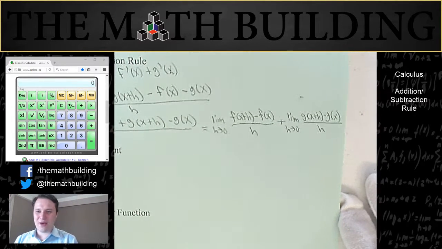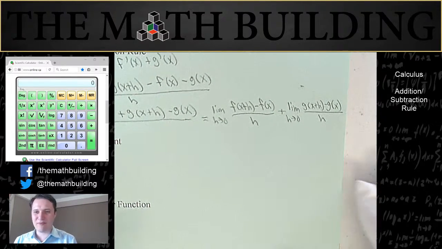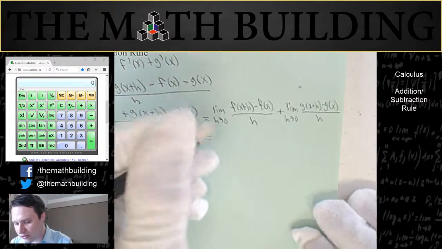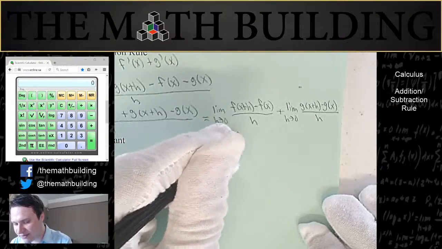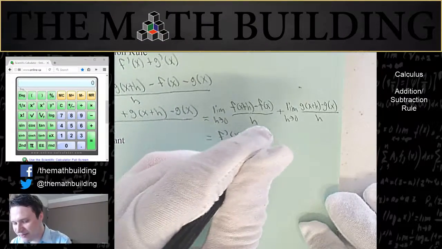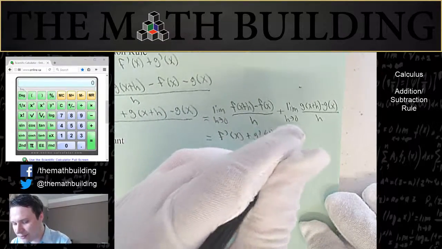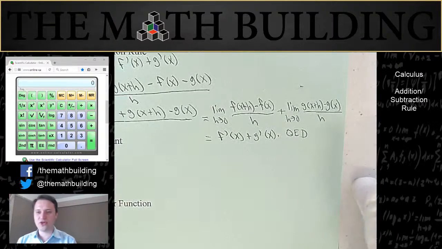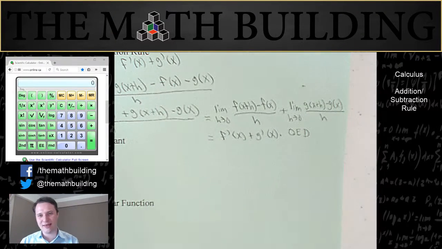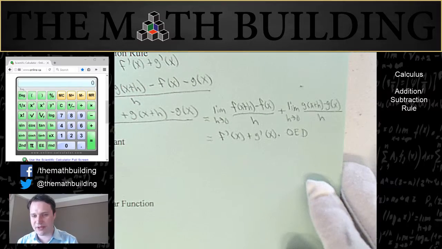And now you can see what I've done. So I have my f all by itself and my g all by itself, and these are just two derivatives, f prime of x plus g prime of x, and that completes the proof. So we've shown that if you have two functions being added together, you can take the derivatives of them separately.